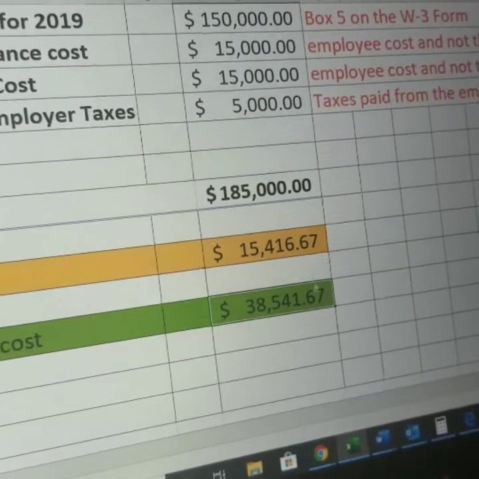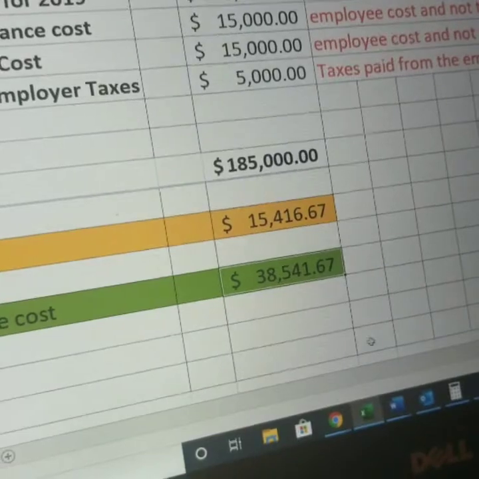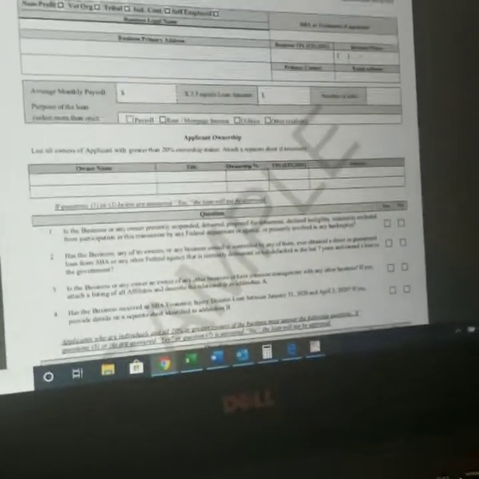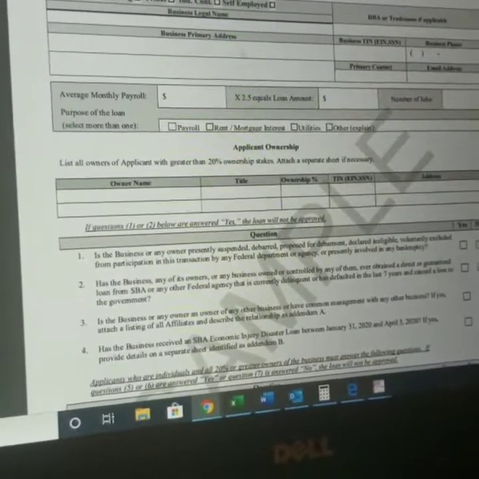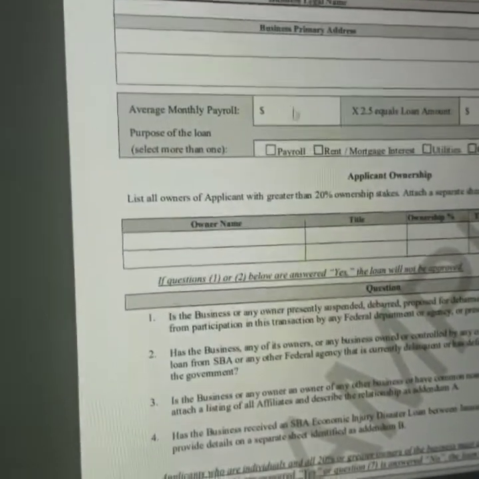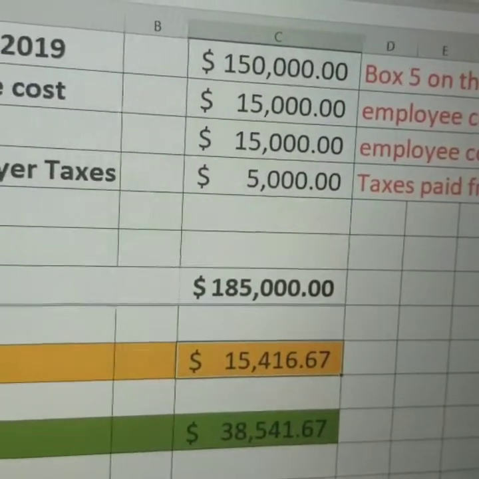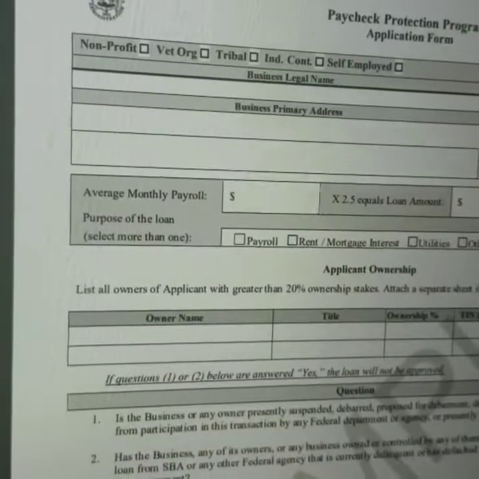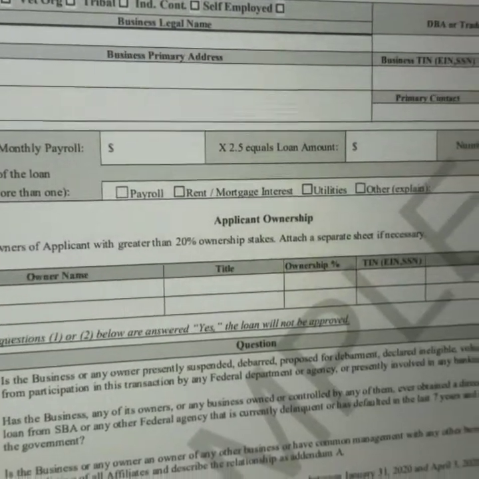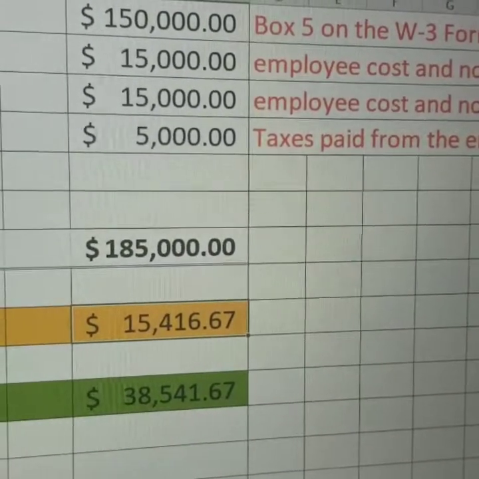Okay, these three numbers, be careful, because these are very important, because this is what we're going to use for the application. And here's the application, the Form 2483. The most important three parts here are what we just calculated. So you will have the average monthly payroll cost, which we just got from here. The average cost is $15,416.67. And then you will have the multiplied by 2.5 times, which is this part, so 38.5, and this is where you add.